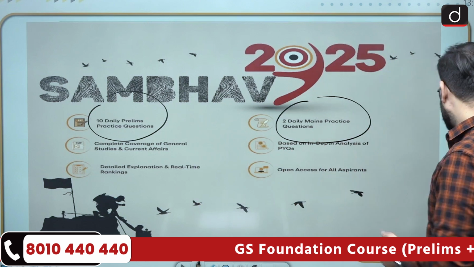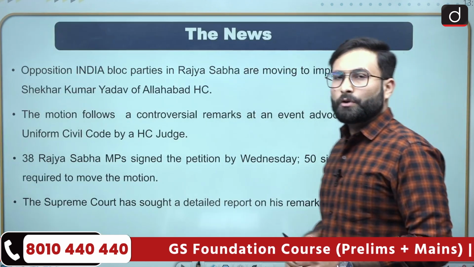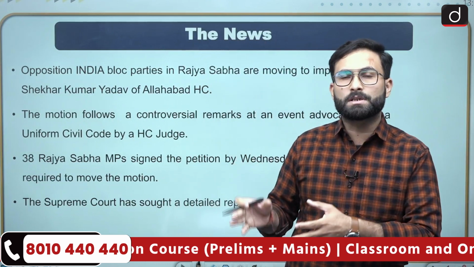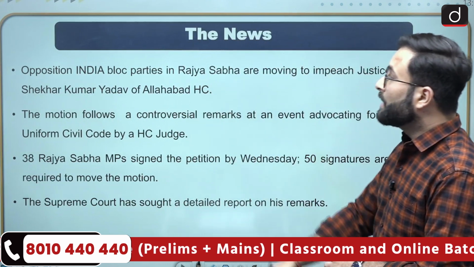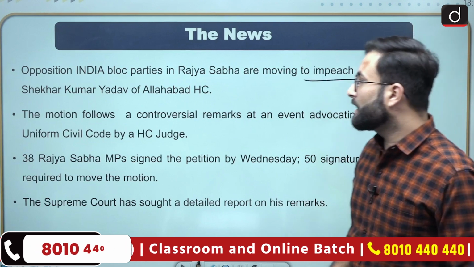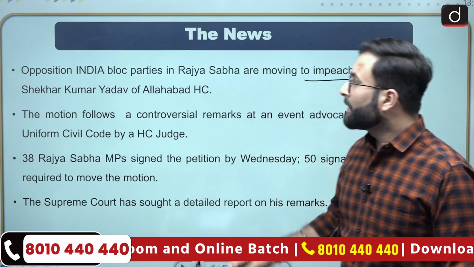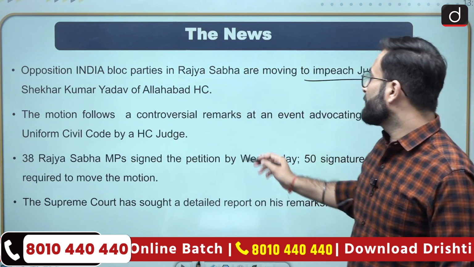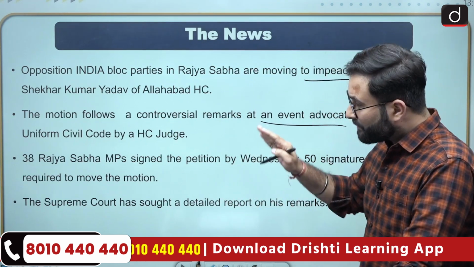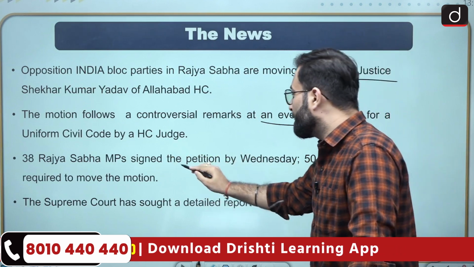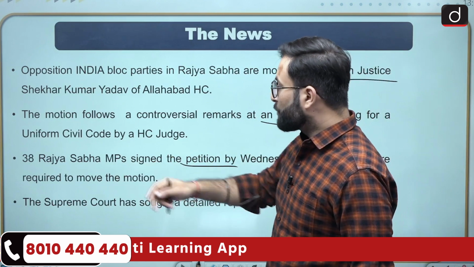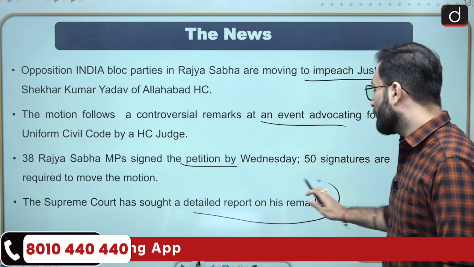Now let's start with the discussion here. The news, if we talk about why these removal proceedings have been initiated in Rajya Sabha. So let's see. Opposition India bloc parties in Rajya Sabha are moving to impeach Justice Shekhar Kumar Yadav of Allahabad High Court. The motion follows a controversial remark at an event advocating for a uniform civil code by a High Court judge. Now 38 Rajya Sabha MPs signed the petition by Wednesday and 50 signatures are required to move the motion. The Supreme Court has sought a detailed report on his remark.